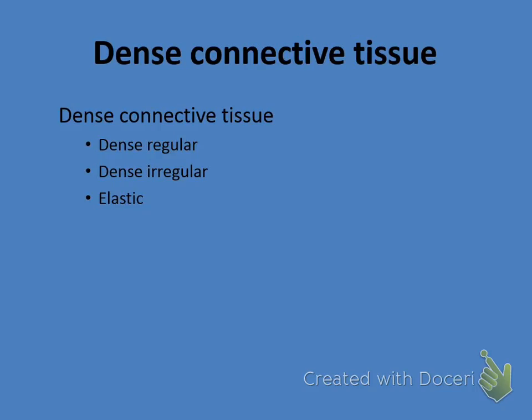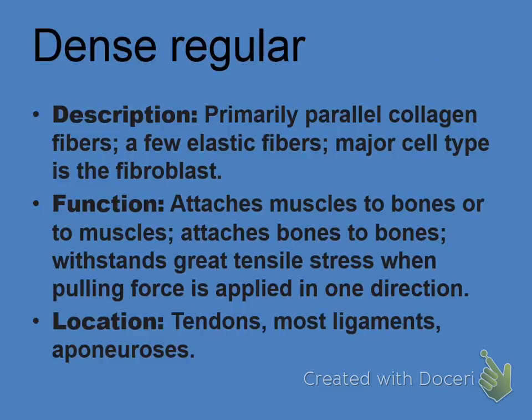Dense connective tissue. Before we looked at the tissues that were not dense. Now these are the dense ones. Dense means that they are really thick, tough, and have dense regular, dense irregular, and elastic type of tissue. The dense regular type of tissue has fiber. These are called fibroblasts. So whenever you see a fibroblast, that's a fiber, a primitive type of fiber. They attach to bones by way of muscle. These would be your tendons.